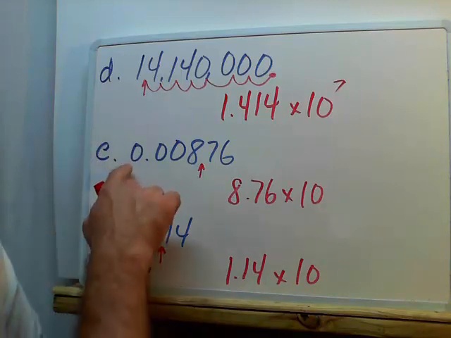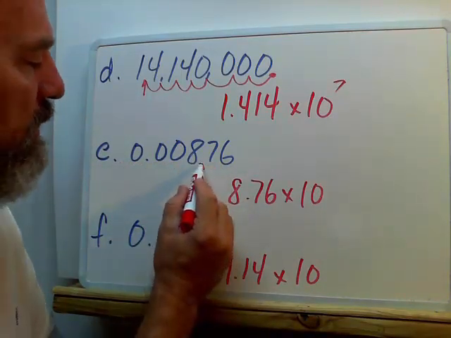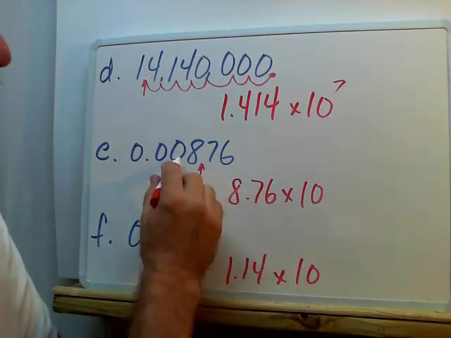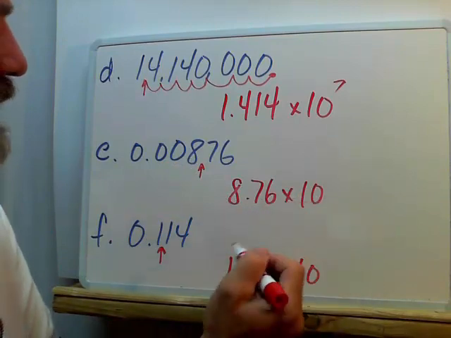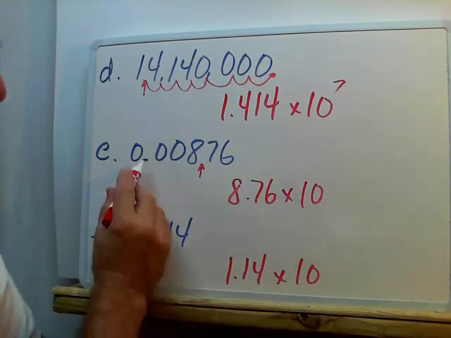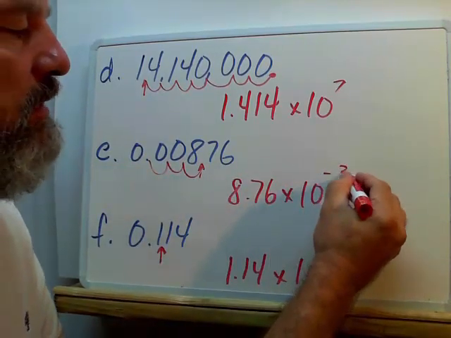Letter E. We have 0.00876. Right here is where the decimal needs to be. Gives us a number between 1 and 9. So we have 8.76 times 10. Is it going to be positive or negative? Small number, it's going to be negative. How many places did we move? We moved 1, 2, 3 times 10 to the negative 3.